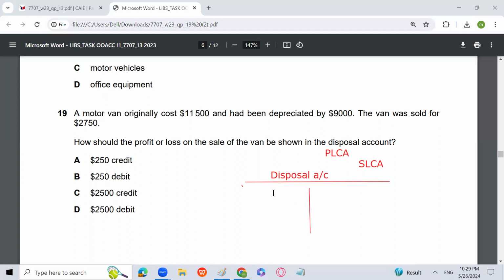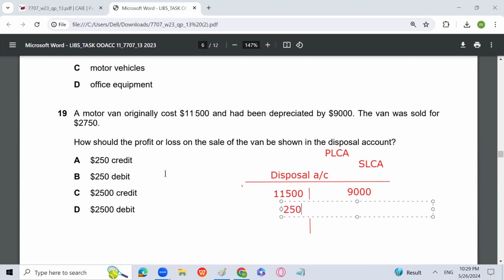So cost will be debited. Here I will write the cost 11,500. Then depreciation will come on the credit side, that is 9,000. Then when it was sold for 2,750, the bank figure on the credit side. Now this is 11,750 and this is 11,500. So 250, we have a profit of 250.